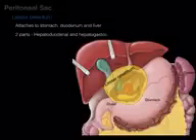So that dotted line separates. And so the part of the lesser omentum that goes between the liver and the duodenum is called the hepatoduodenal ligament. And the part that goes between the liver and the stomach is called the hepatogastric ligament.